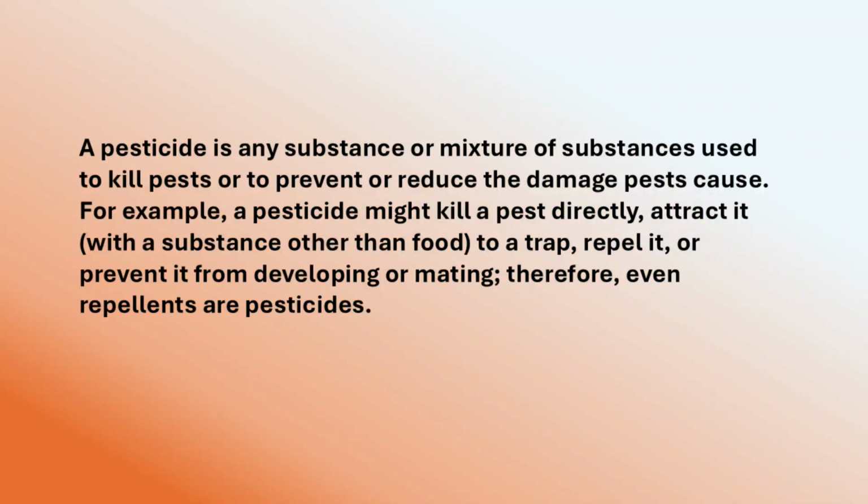A pesticide is any substance or mixture of substances used to kill pests or to prevent or reduce the damage pests cause. For example, a pesticide might kill a pest directly, attract it with a substance other than food to a trap, repel it, or prevent it from developing or mating. Therefore, even repellents are pesticides.